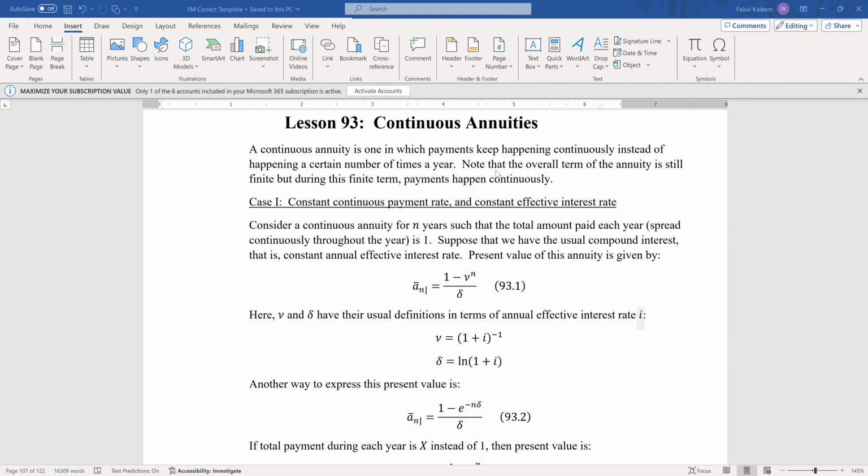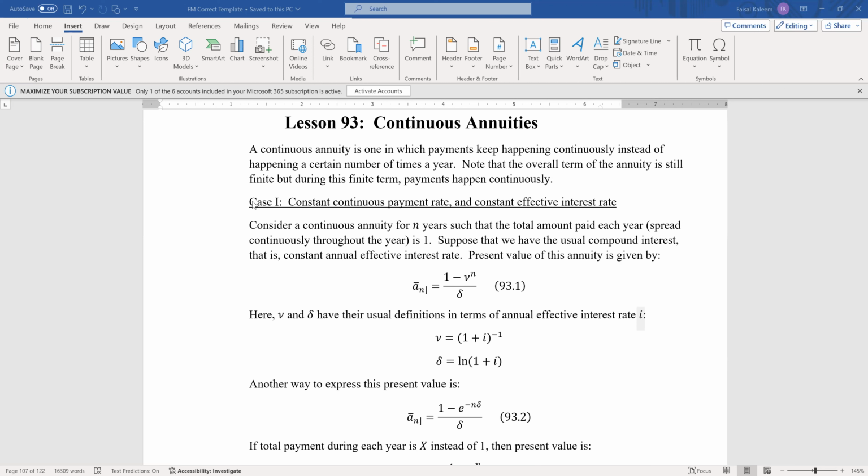Continuous annuities. A continuous annuity is one in which payments keep happening continuously instead of happening a certain number of times a year. So note that the overall term of the annuity is still finite, but during this finite term, payments happen continuously.